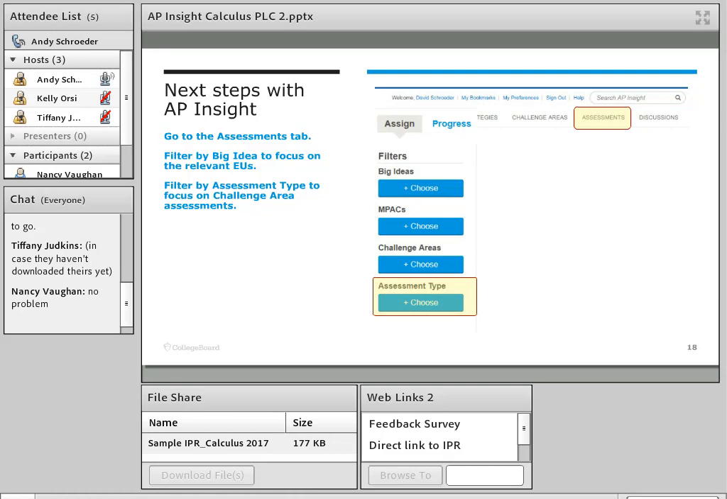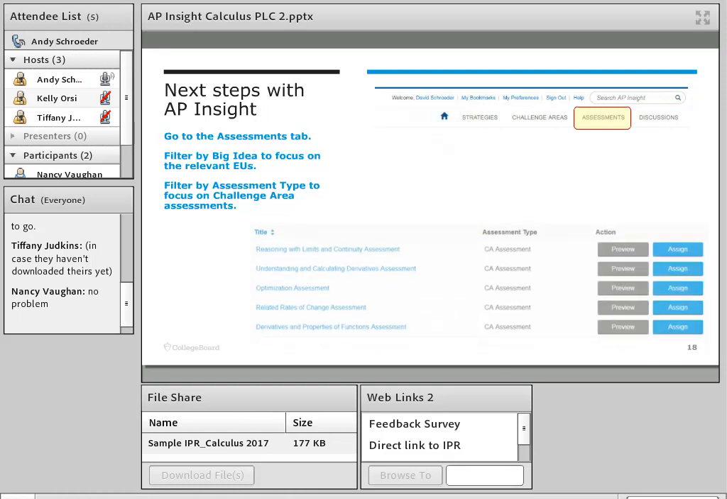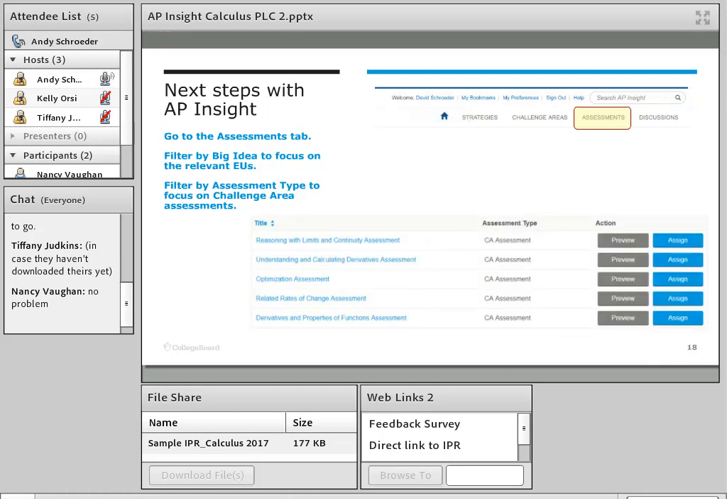And I also chose assessments, but since these were coming from FRQs, I drew my attention to the CA assessments, the challenge area assessments, and I just wanted to select those. So I have a good pool of assessments to look at to build some help for my kids. And this is the list I got. It was essentially 5 different challenge area assessments that I could use.